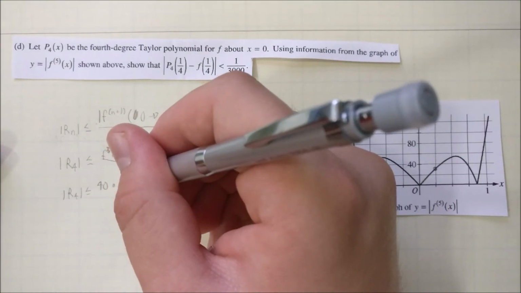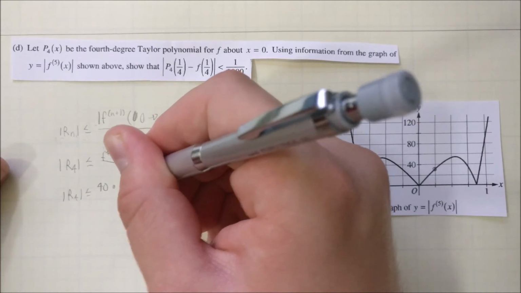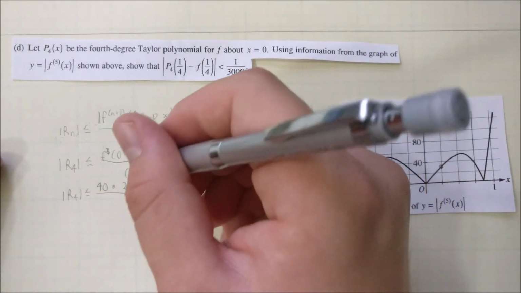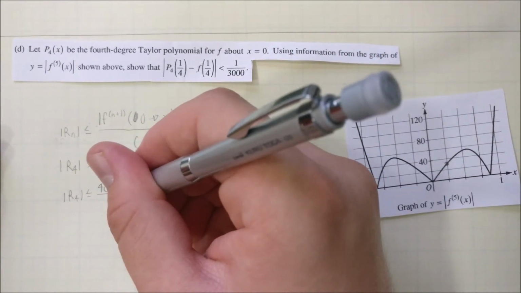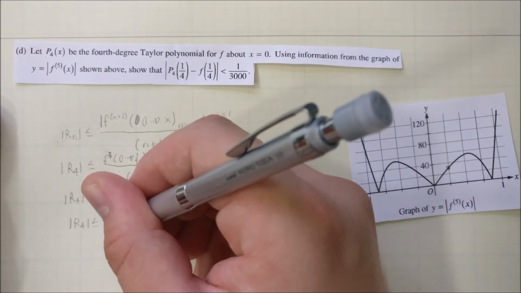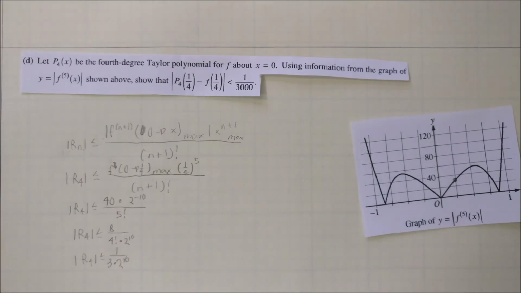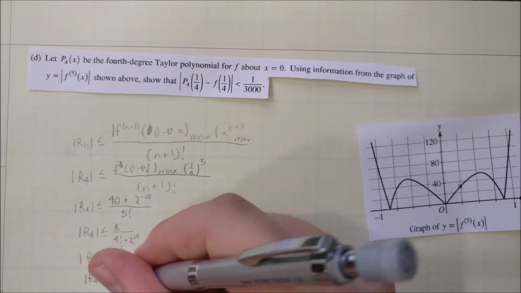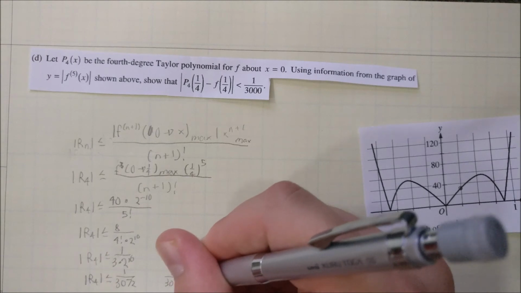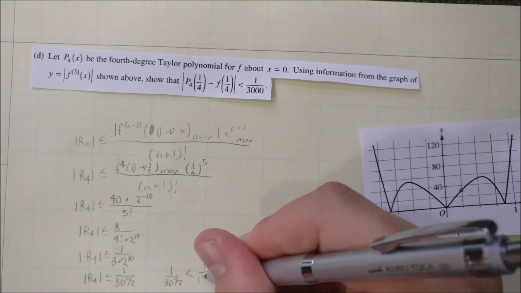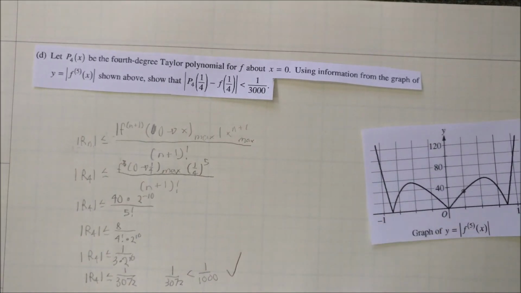Times 1/4 to the 5th is the same as 2 to the negative 10th over n plus 1, that should be 5 factorial. And as most people should know, 2 to the 10th is close to 10 to the 3rd, which is 1/24. So we can write finally, and then 1/3072 is less than 1/1000th. And check, we proved it.